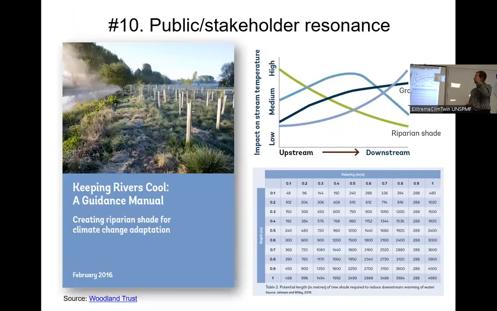And then finally, does this have public resonance? Yes, it means that this information can be collected into documents and manuals for landowners to figure out when and where and how much tree planting they should undertake. So this indicator really has resonance with a landowning and river management community. So it ticks that box. It's a big tick for number 10 in terms of public resonance.